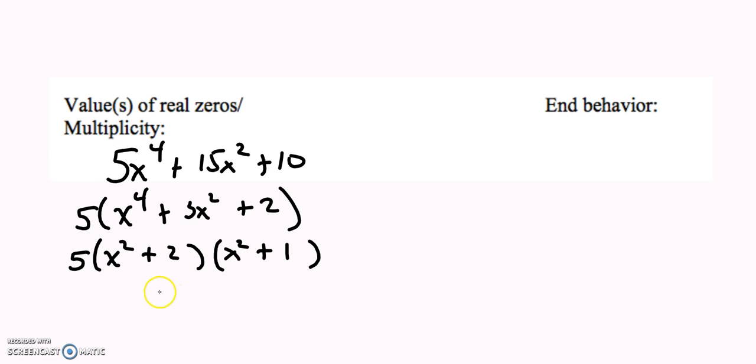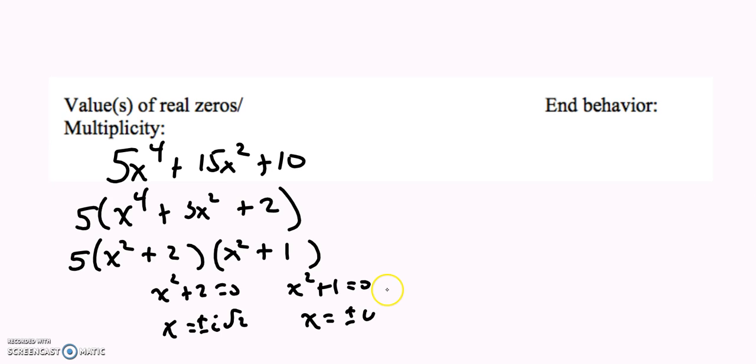Now, if I set each one of these equal to 0 and solve for x, as you might have done, you get plus and minus i root 2 and plus and minus i. But the question is asking for real zeros. So the value of the real zeros is going to be none. There are no real zeros for this polynomial. The multiplicity of each zero will be 1.